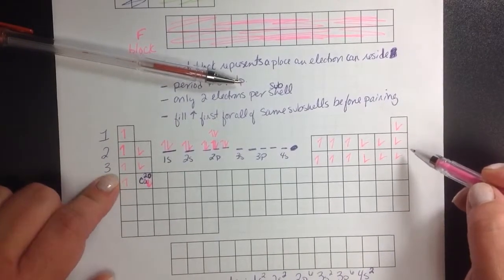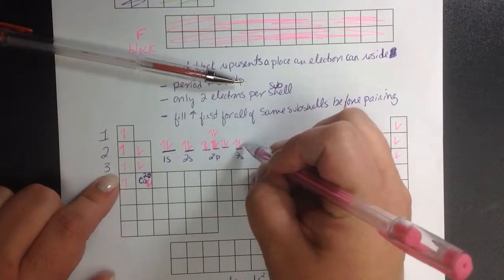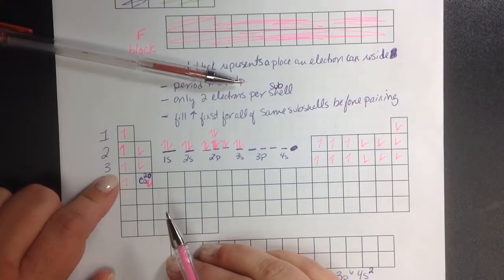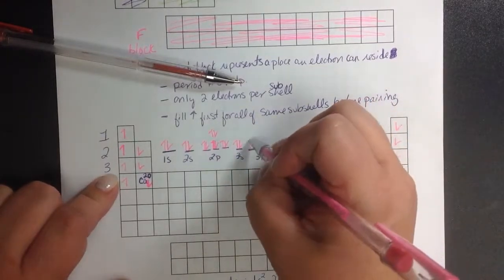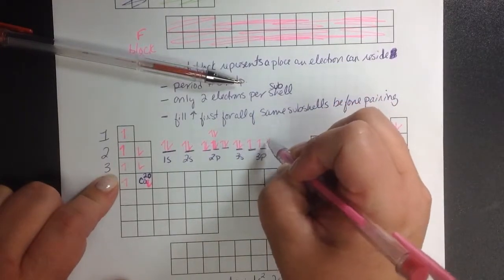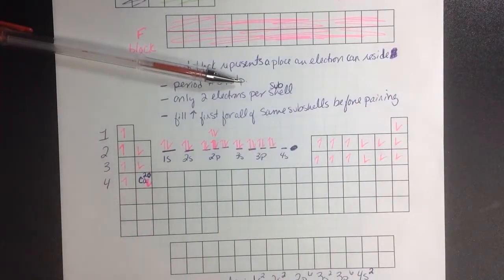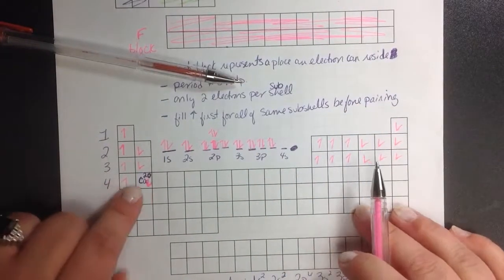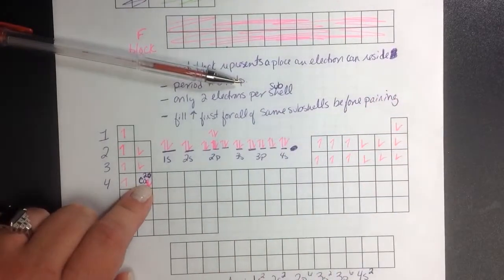Now we come down to 3. Go up, down, and that's our 3s. 3p, 1, 2, 3, 4, 5, 6, up, up, up, down, down, down. And finally, we have 2 more. Those are in the 4s.